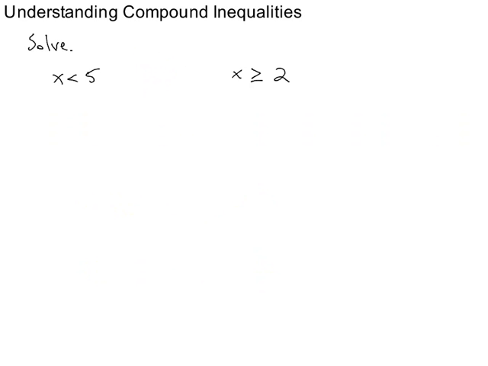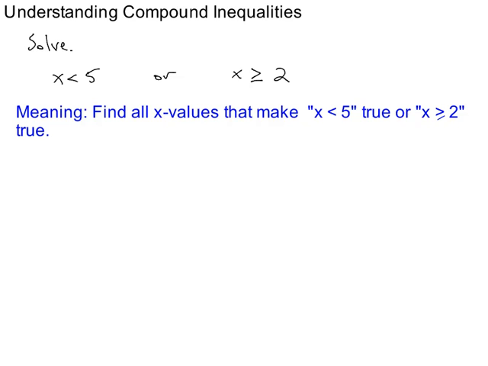Now let's come back and simply change this and to an or and see how that affects what's happening. First thing I want to do is look at the meaning of this statement, of what it means to solve this compound inequality. So now I want to find all x values that make x is less than 5 true or x is greater than or equal to 2 true. So in other words, here I just have to make one of them true for the number to be a solution.